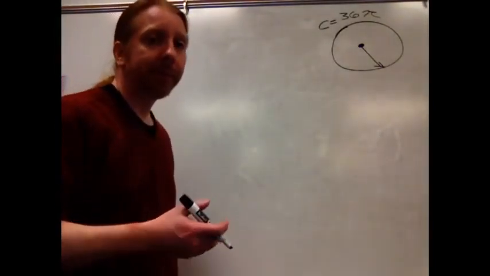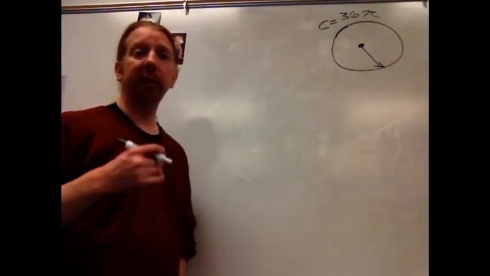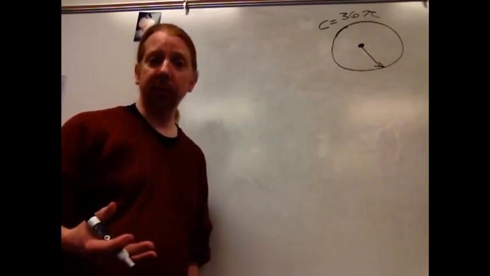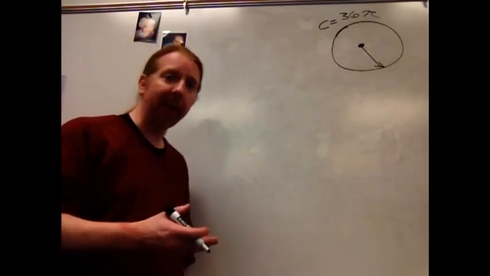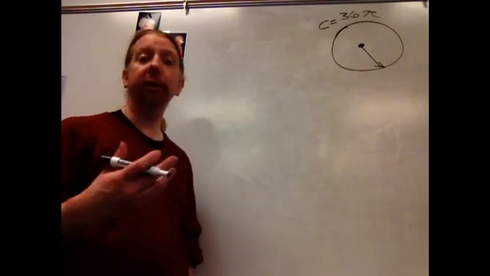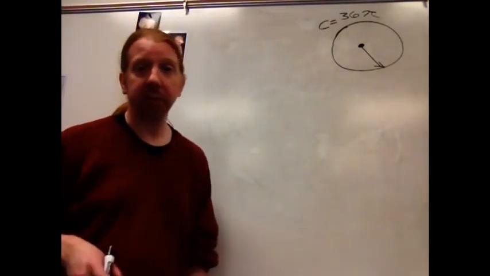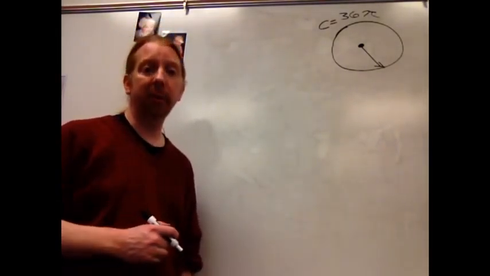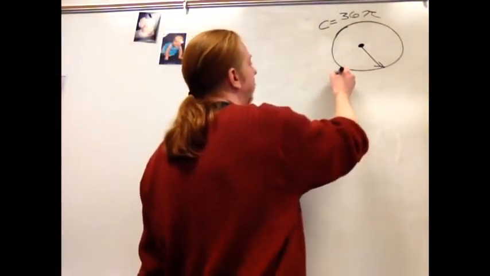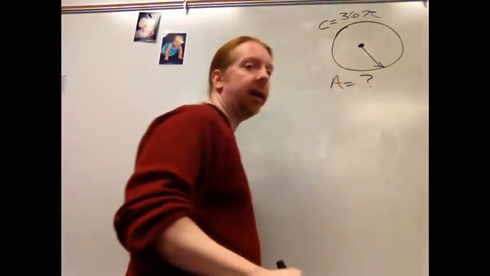In this problem, I'm given the circumference is 36 pi. Now, as we've talked before, whenever I involve pi in my answer, that's my exact value. I could use a calculator and evaluate it down to a decimal approximation, but I don't have to in this particular case. The question may be then, what's the area?